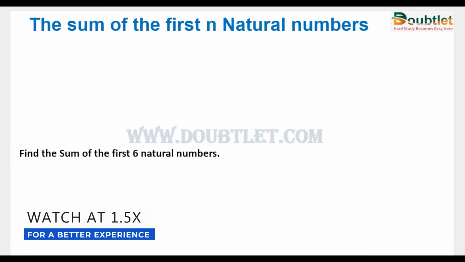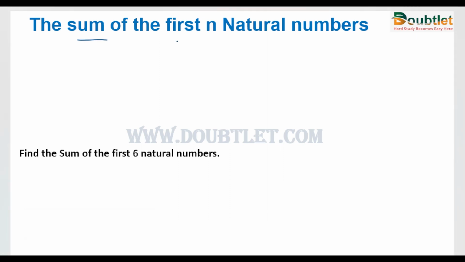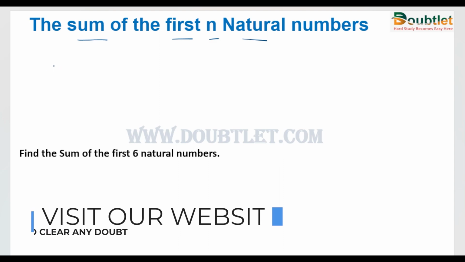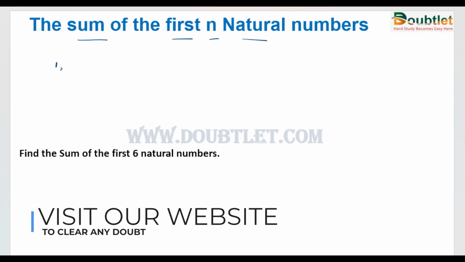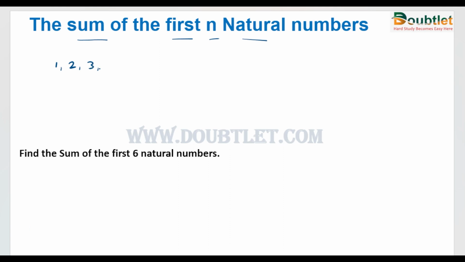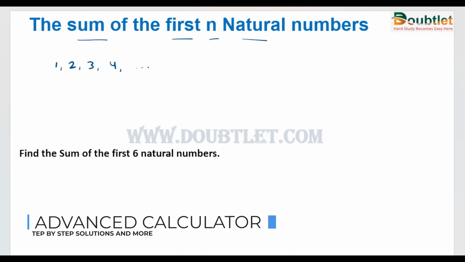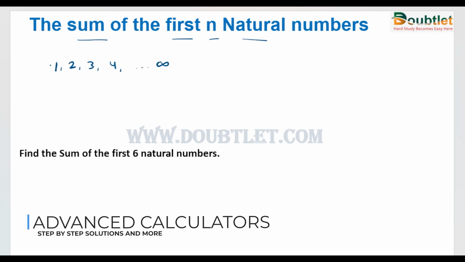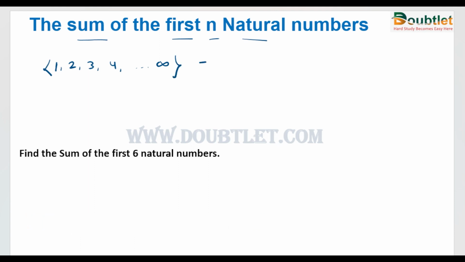So in this video, we will learn how to find the sum of first n natural numbers. First of all, I will tell you what natural numbers are. The numbers starting from 1, 2, 3, 4 and up to infinity are called natural numbers. It means the integer set with values greater than or equal to 1 are known as natural numbers.